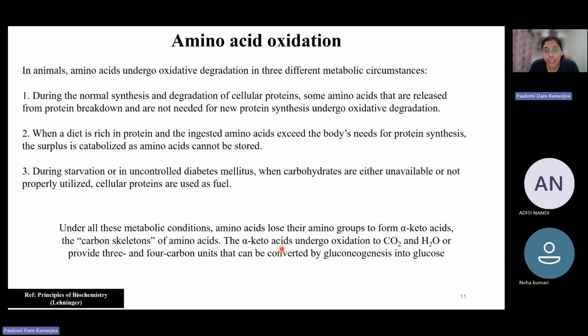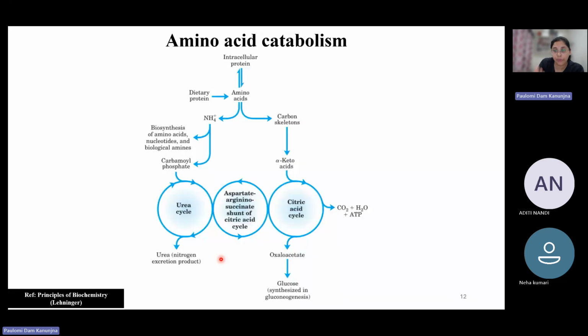Okay, so the alpha keto acid is the carbon skeleton that remains after an amino acid loses its amino group. The alpha keto acid then undergoes oxidation to give you carbon dioxide and water. Or if that's not the case, it will break down further and give you 3-4 carbon units, which are utilized for other purposes. So you see, even the carbon skeleton is used for different reasons. Summarizing that: if you have an intracellular protein, or you have an ingested protein, in both of these you have amino acid constituents.